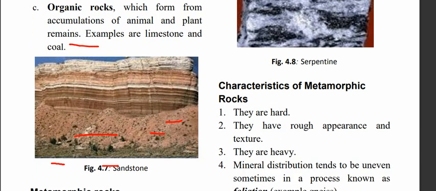So this is sandstone. It's very common. Usually found in our backyard. Very common. Sandstone.